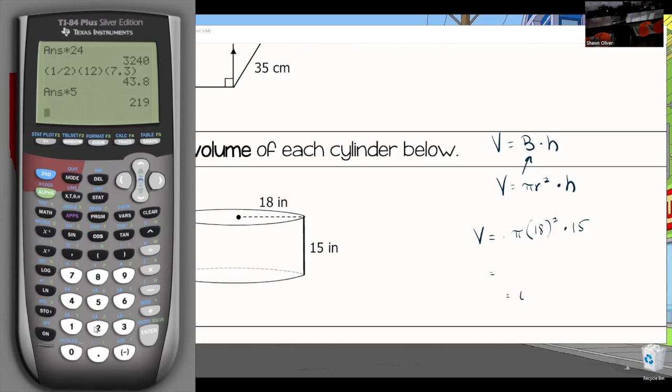So 18 squared is 324, but just for fun, let's make sure. 18 squared is 324, times 15, which is 4,860 pi. And if it wants you to round it, just go ahead and go times pi. Treat pi like a variable, just carry it for the ride. And then if I have to apply it at the end, we will. So 15,268.14 cubic inches.